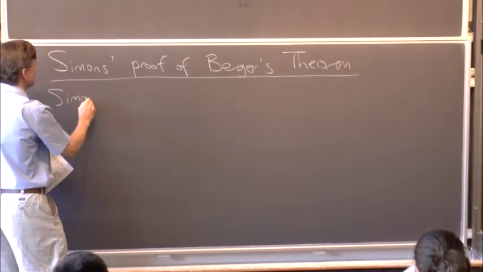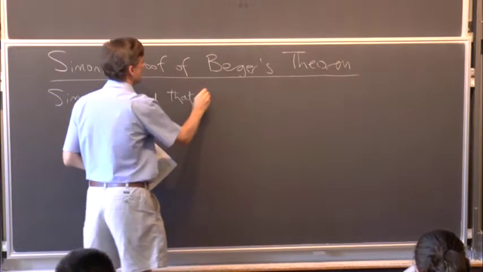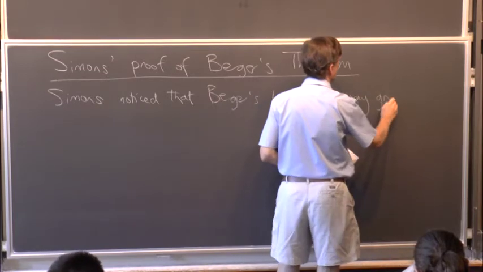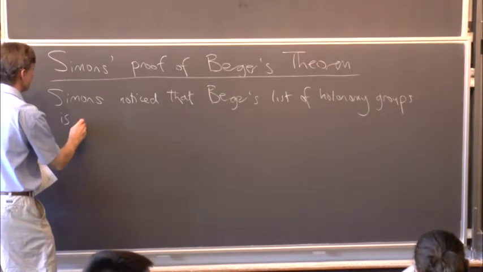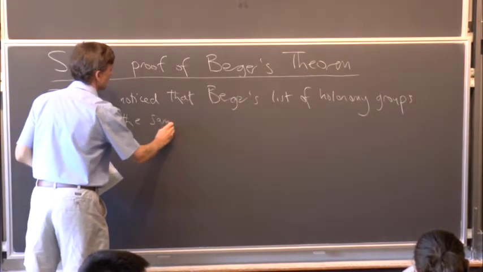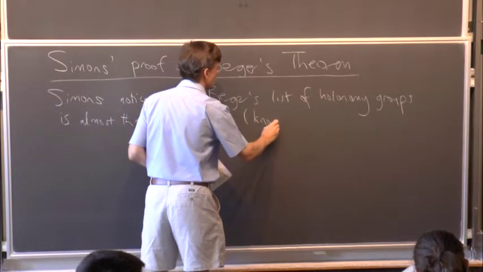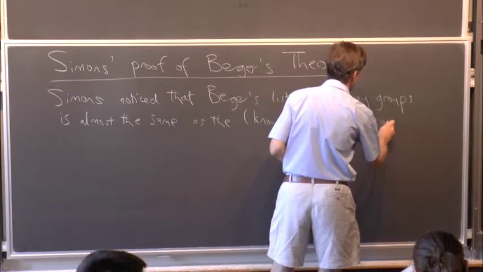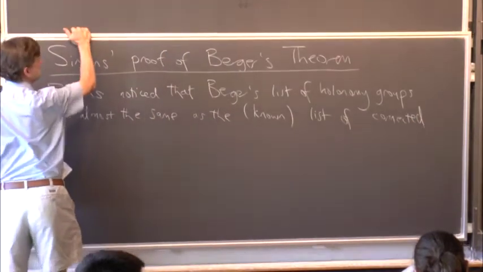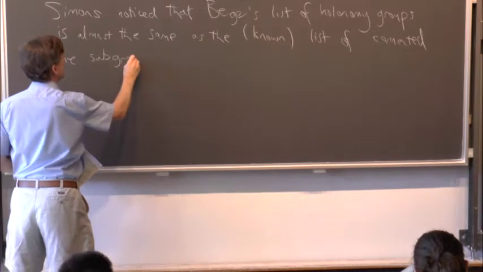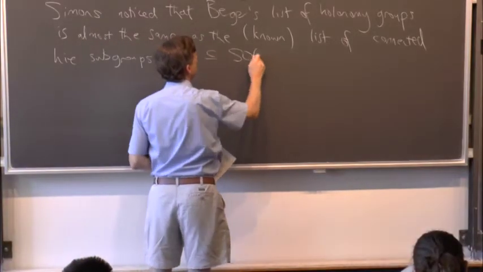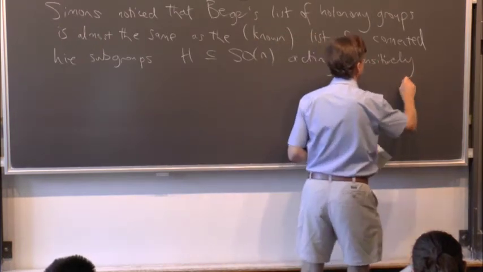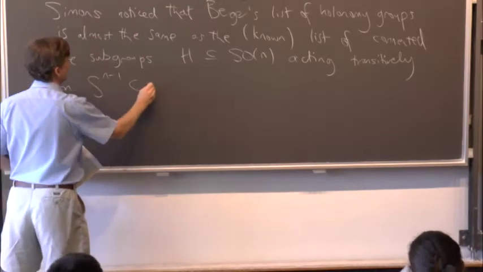So Simons noticed that Berger's list of holonomy groups is almost the same as the known list of Lie, let's say connected, Lie subgroups H contained in SO(n), which act transitively on the (n-1)-sphere S^(n-1) in R^n.